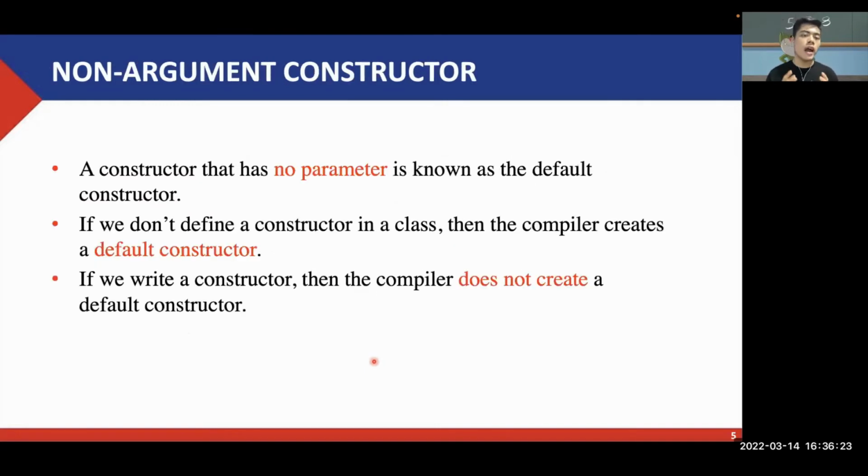Let's talk about non-argument constructors. A constructor that has no parameter is known as the default constructor. If we don't define a constructor in a class, then the compiler creates a default constructor. But once again, as I mentioned above, it is best practice to define the constructor within every class. If we write a constructor, then the compiler does not create a default constructor anymore.